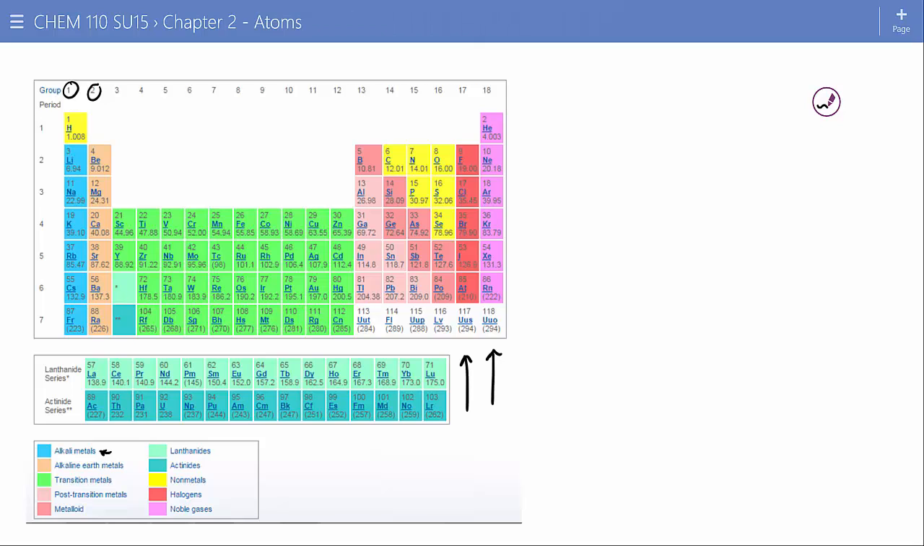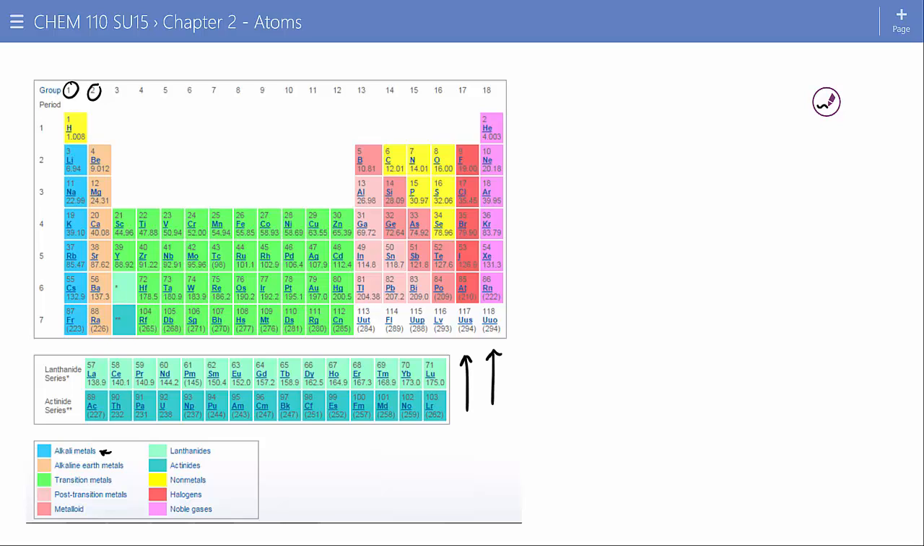And then if you go over to the right-hand side, we've got a little light pink section called post-transition metals. And then we've got something that looks like a staircase right here. You guys see that? Those are called metalloids. They're things that are kind of in between metals and non-metals.